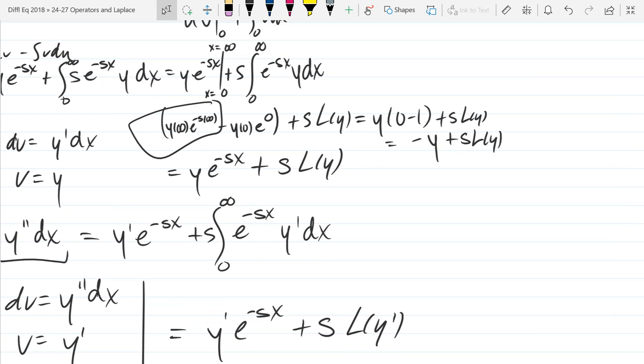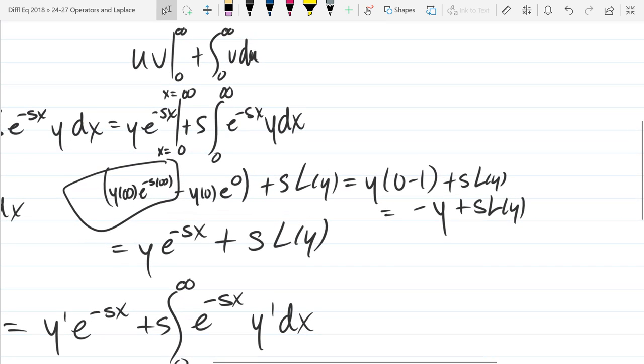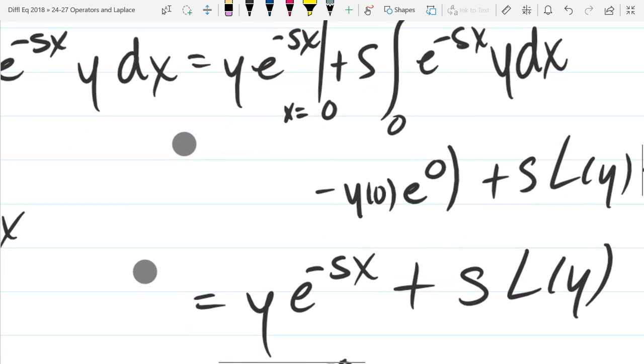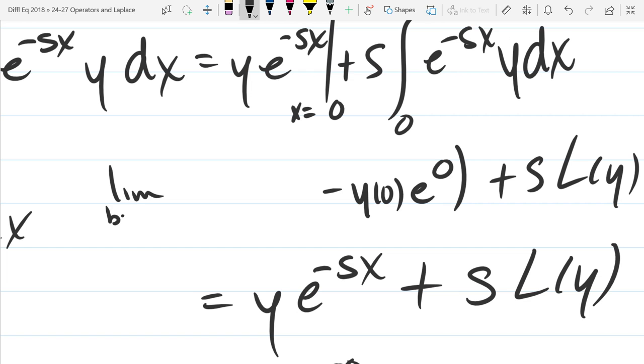All right, so I'm not sure why that first term disappears, but the second term is negative y of 0. Well, let's just leave it with the limit here. So I'll use the letter B that I used before. So it's the limit as B approaches infinity of y of B times e to the negative sB.